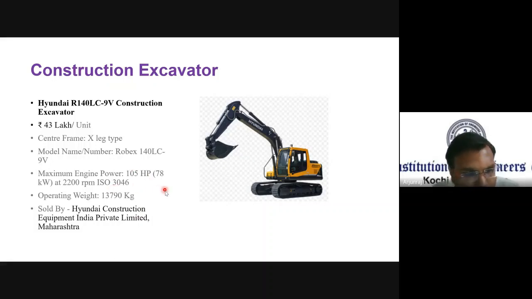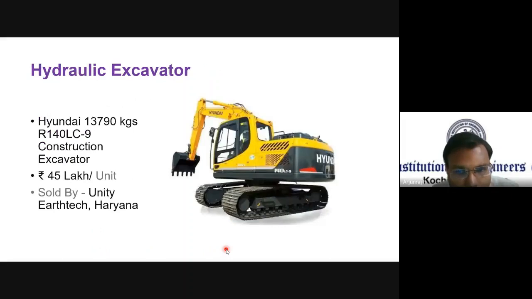In terms of kilowatt, it is 78 kilowatt. It is running at a speed of 2200 RPM, and this is as per the standards. You have different standards that you need to maintain when you go for construction activities. The operating weight of this equipment is going to be 30,790 kilograms. This has been sold by Hyundai Construction Equipment Private Limited, which is located in Maharashtra.